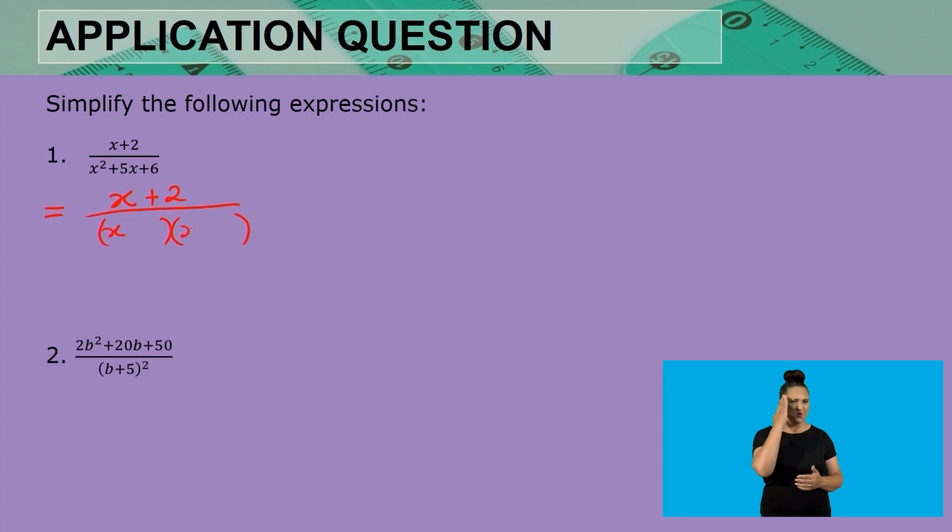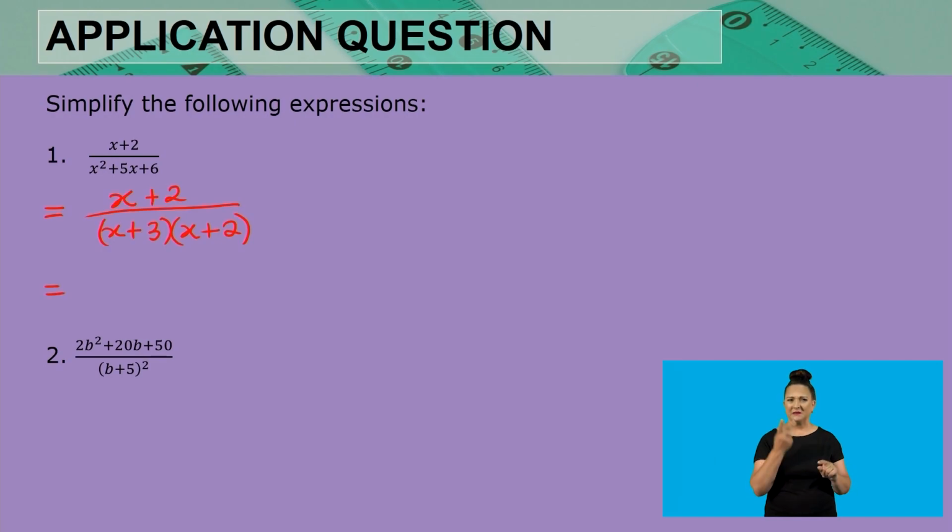We know that each of the brackets is going to have x, and then we are going to think of the factors of 6 that when added are going to give us the middle term, which is a positive 5. Can you think of any factors of a positive 6 that when we add them are going to give us a positive 5? If you are thinking of a positive 3 with a positive 2, then you are absolutely correct.